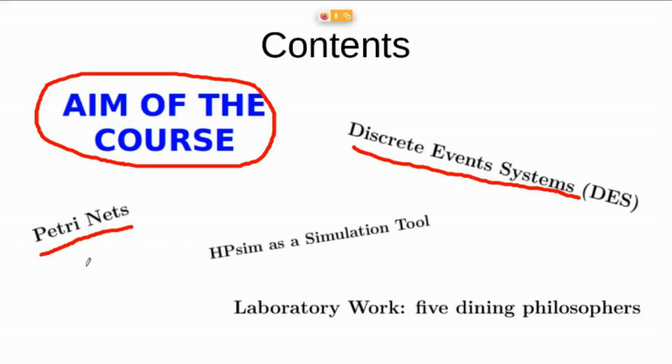Because we will use the Petri Net formulation, we will use today the HPSim simulator. It is an open source simulation. We will use this simulator as the first simulation tool for the aim of this subject. The lab work will be connected with this simulation tool, and we will see the celebrated five dining philosophers example.